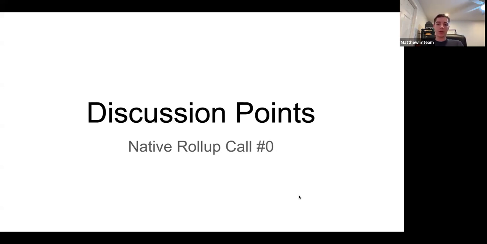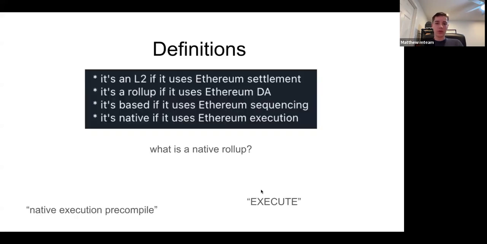So here's what I want to go through. The first and most important discussion point for me is to talk about some definitions. Justin put this in the native rollup chat, and it just goes through a few overall definitions. Layer 2 for settlement, whatever settlement means. Rollup if it uses Ethereum DA, I think that's pretty obvious. Based if it uses Ethereum sequencing, which is again arbitrary and vague, and native if it uses Ethereum execution, which is the thing I want to address in this call.